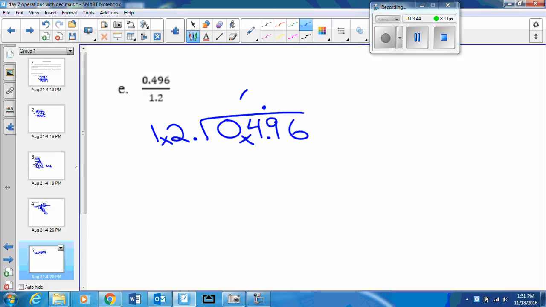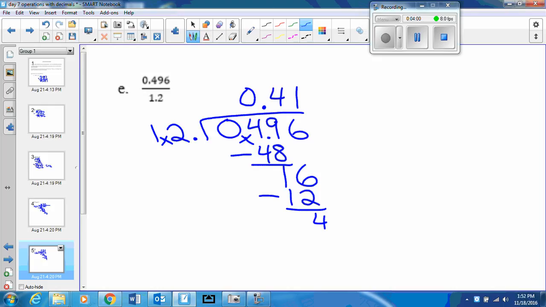12 does not go into 4. 12 into 49 would go 4 times, give me 48. Subtract, bring down the 6. 12 into 16 would go once. Subtract, I get 4. Add a 0, bring it down. 12 into 40 would be 3 times, that's 36. Subtract, I get another 4, so the 3 is going to repeat.